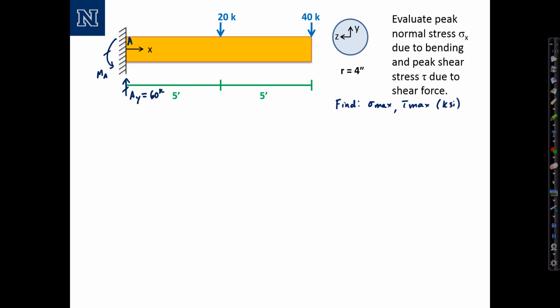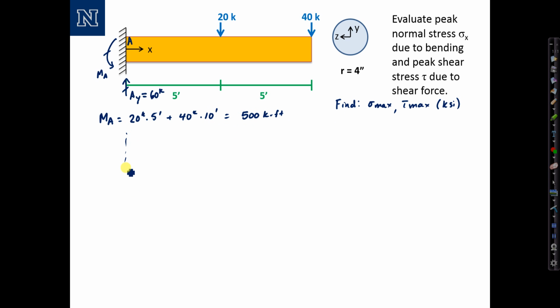The moment is also going to act in the counterclockwise direction to balance the loads that are acting on the end of the beam, and I can evaluate it simply as the contribution due to the point loads, 20 kips times 5 feet plus 40 kips times 10 feet, which computes to 500 kip feet, acting in the direction as shown.